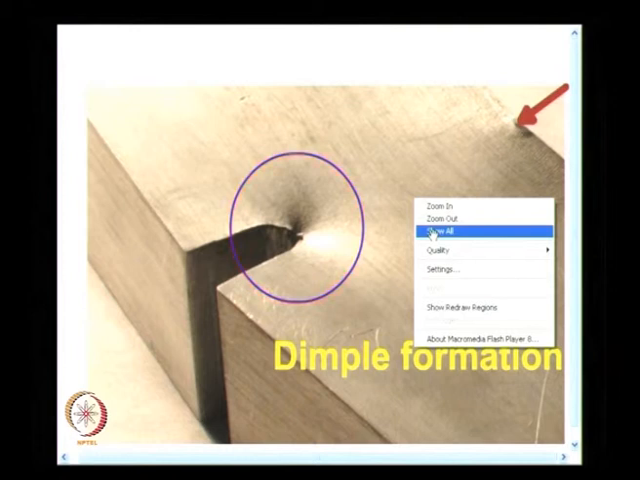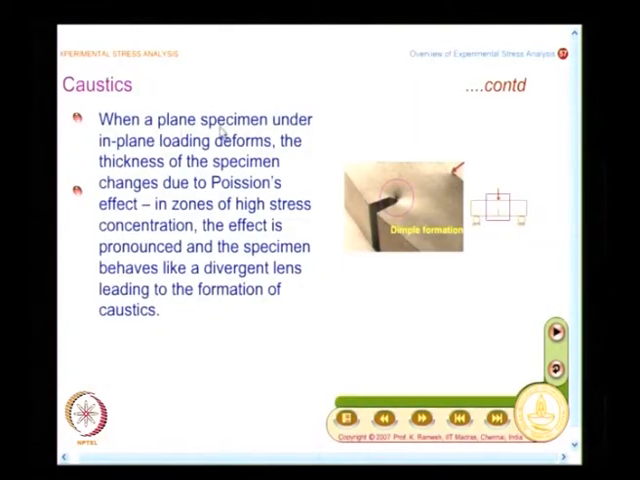So, what you find here is that when a plane specimen under in-plane loading deforms, the thickness of the specimen changes due to Poisson's effect. If I do not have a crack, I would not see the change in thickness very prominently. Because of the crack, which introduces high stress concentration, the change in thickness is also very significant, and that is seen as a dimple. This is particularly seen in zones of high stress concentration, where the effect is pronounced.